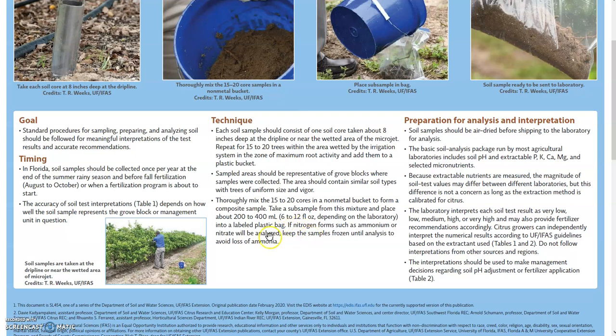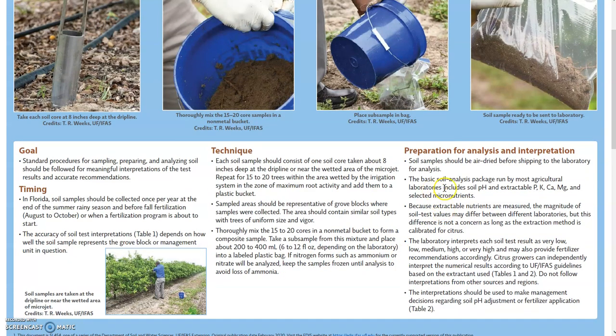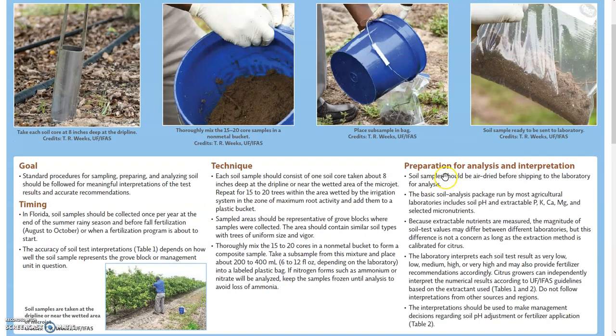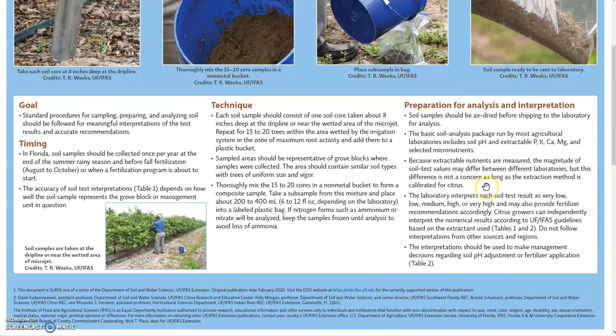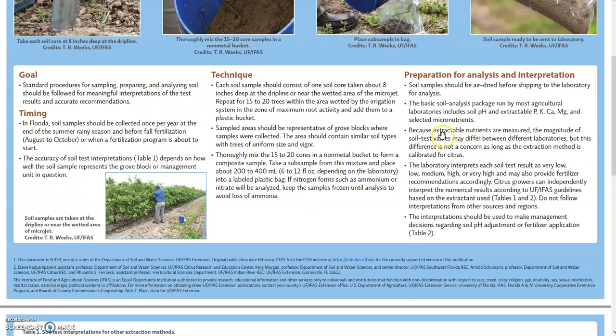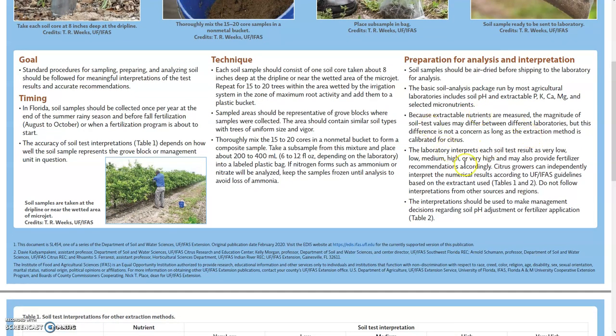If nitrogen forms such as ammonia or nitrate will be analyzed, keep the samples frozen until analysis to avoid loss of ammonia, because this is important. Ammonia is easy to lose in open conditions, so we need to keep it in the bag. One more thing is that soil samples should be air dried before shipping to the laboratory for analysis, because you should not have excess moisture. The basic analysis package run by most agricultural laboratories includes soil pH and extractable potassium, phosphorus, calcium, magnesium, and selected micronutrients. It depends upon the testing. Extractable nutrients are measured. So these are the things you need to keep in mind.